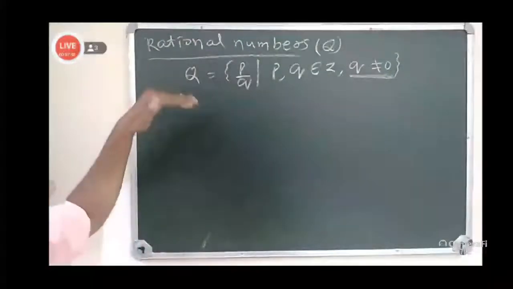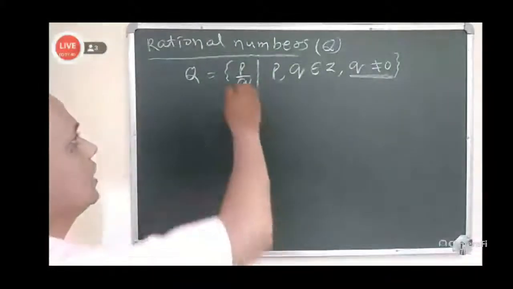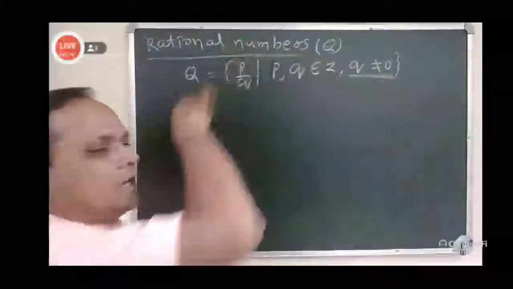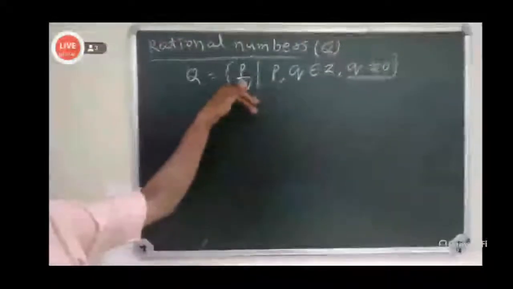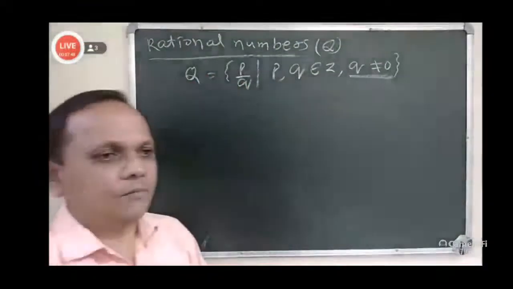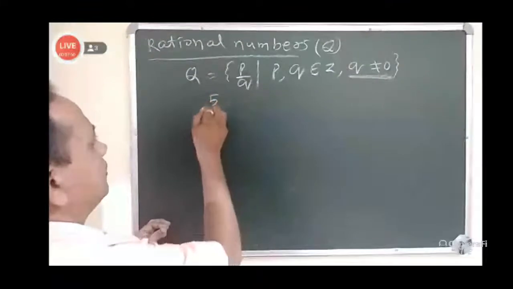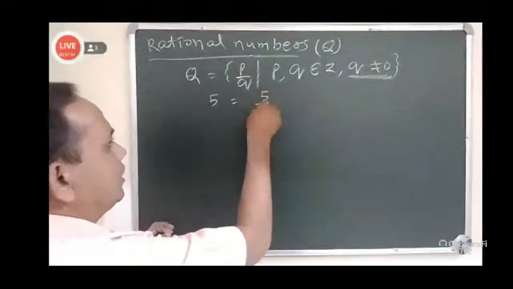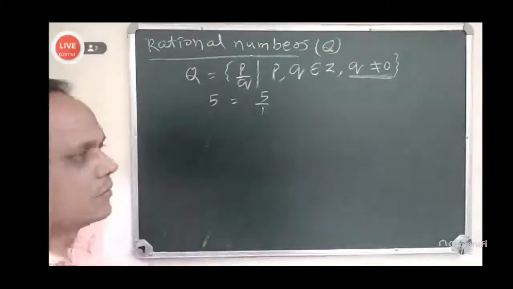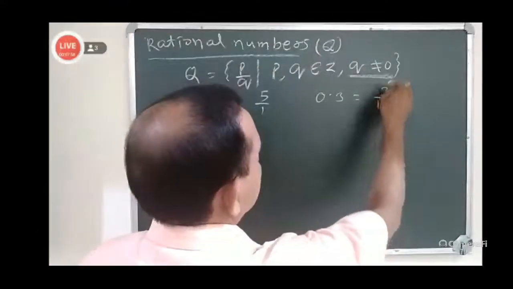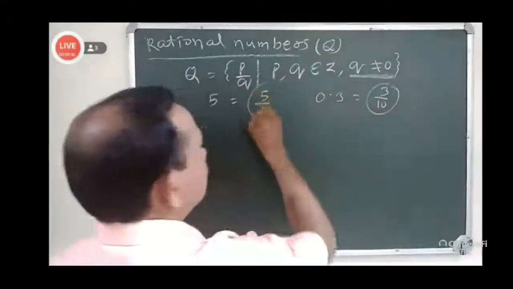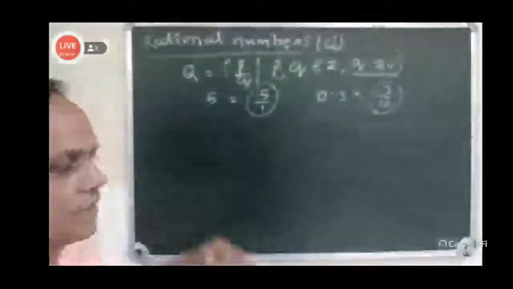Simply, any number which can be formed as P by Q, when you can write it in the form P by Q, is called a rational number. Suppose 5 is a number, this equals 5 by 1, that is a rational number. 0.3 equals 3 by 10, written as P by Q, so that is also a rational number.